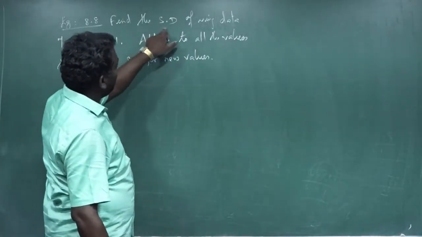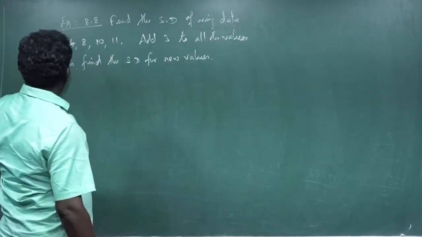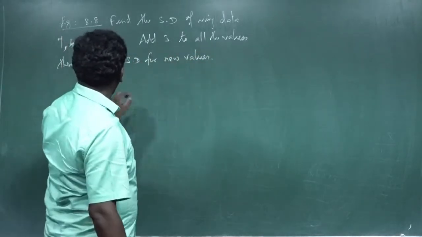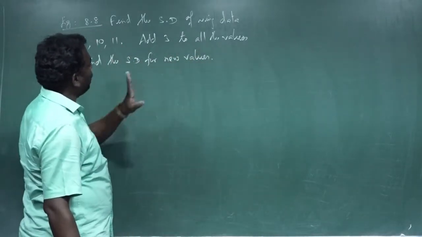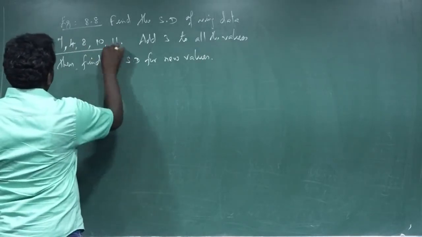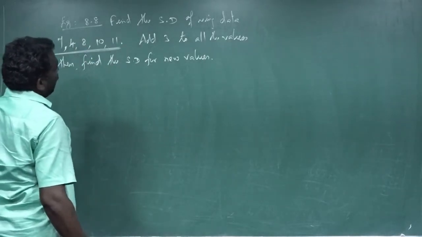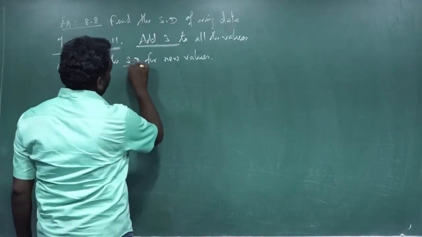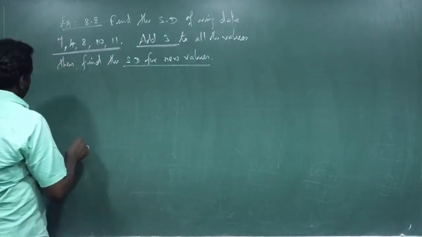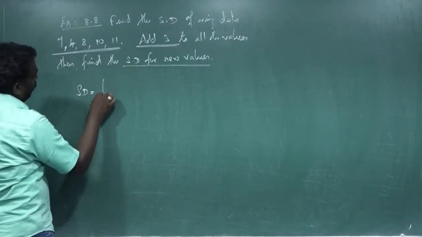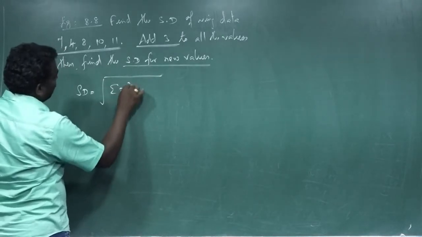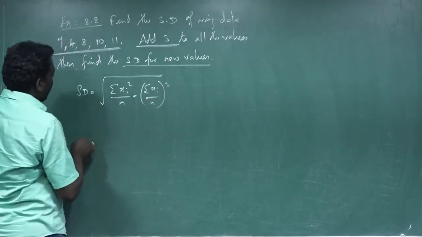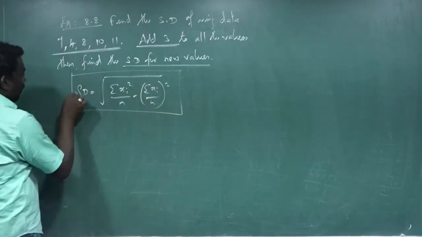8.8. Find the standard deviation of the following data: 7, 4, 8, 10, 11. Add 3 to all the values. Then find out the standard deviation of the new values. So first we want to find out the standard deviation for the given data. After that each value is added by 3, and using that we need to find out the new standard deviation. First the standard deviation is equal to the square root of summation xi square by n minus summation xi by n whole square, by applying the direct method.